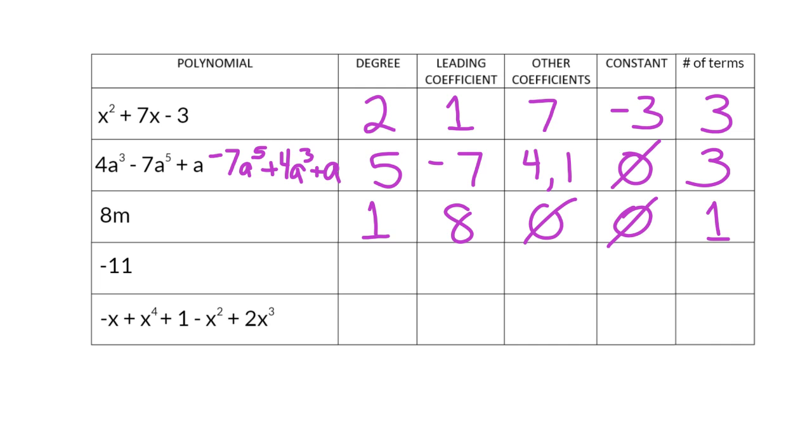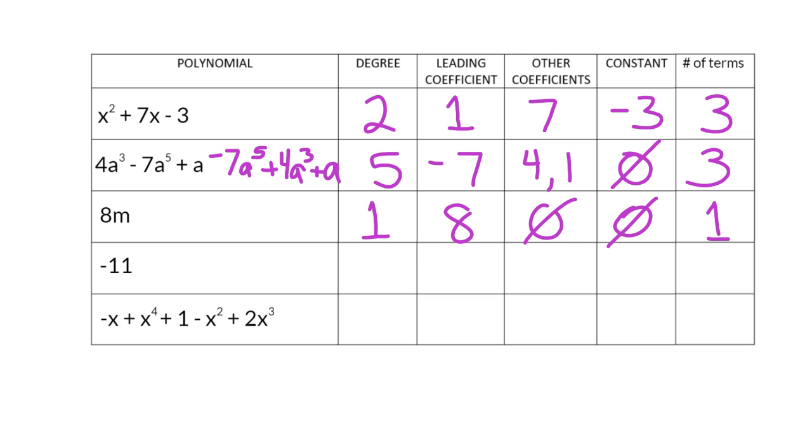Okay, how did you do on that one? There is a degree here. It's a first degree polynomial because m does have an exponent of 1. Our leading coefficient is 8 because that is the coefficient on the very first term. There are no other coefficients and there are no constants either. It's just one term. All right, now negative 11.